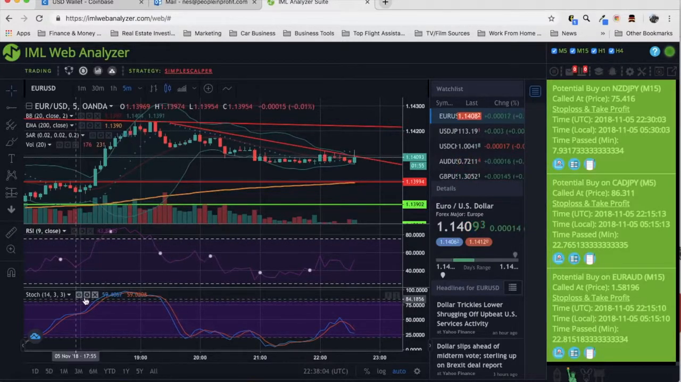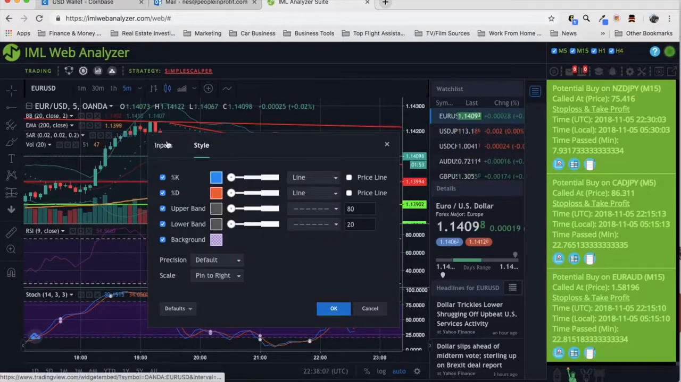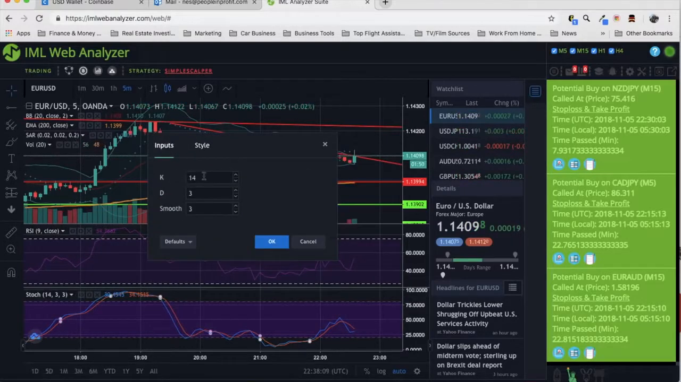Now the stochastic, what we're going to do is click on format, and the important part here is to switch the K value from 14 to 5.